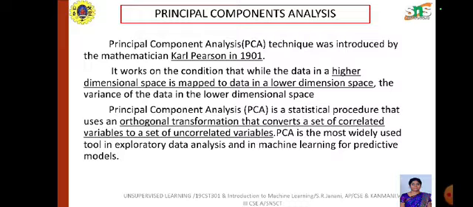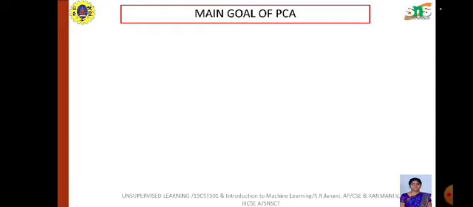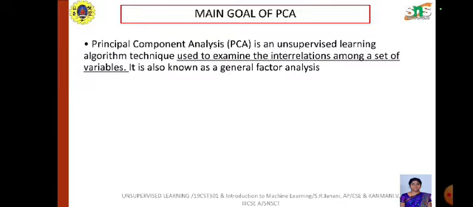Principal component analysis is a statistical procedure that uses an orthogonal transformation to convert a set of correlated variables to uncorrelated variables. PCA is the most widely used tool in exploratory data analysis and in machine learning for predictive models. It is an unsupervised learning algorithm technique used to examine the interrelations among a set of variables. So it will relate the variables and give the result.